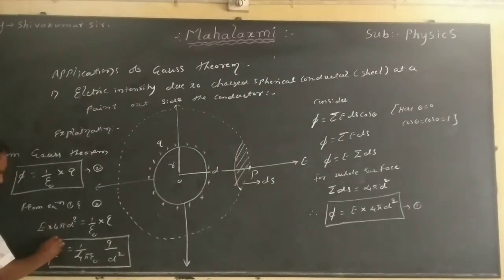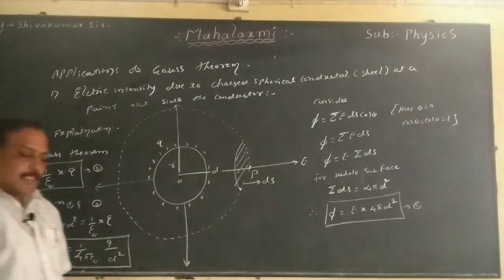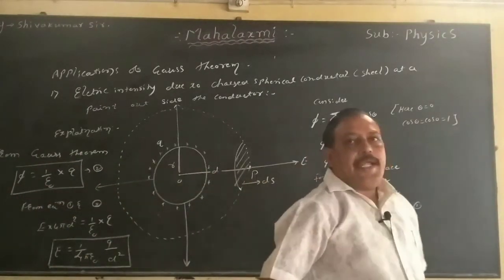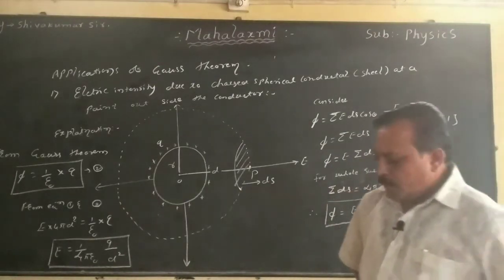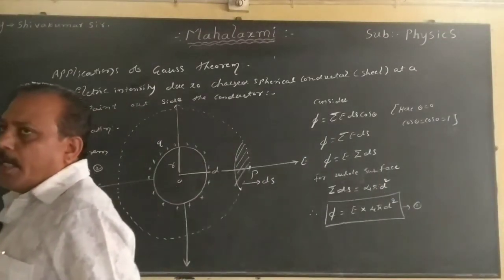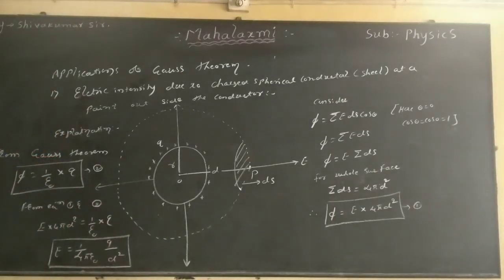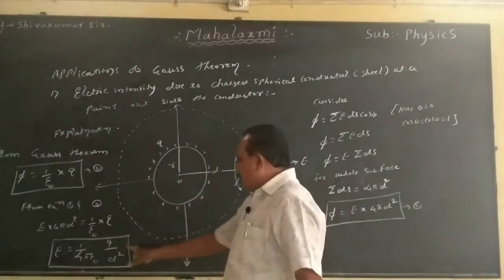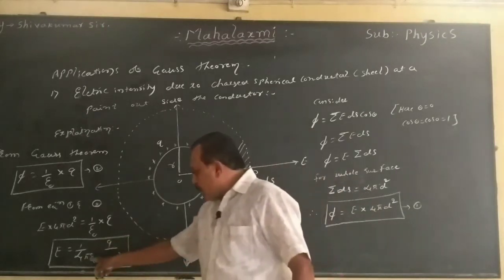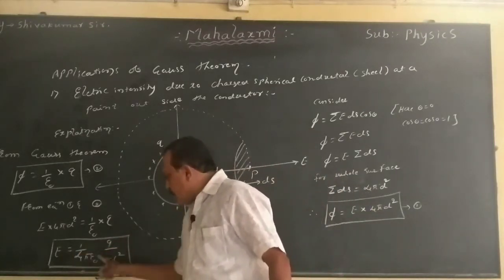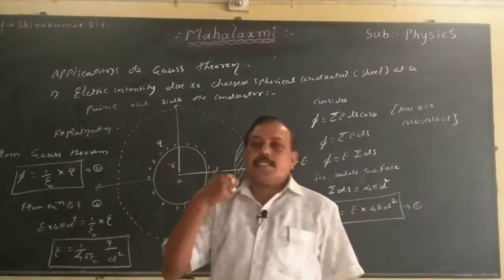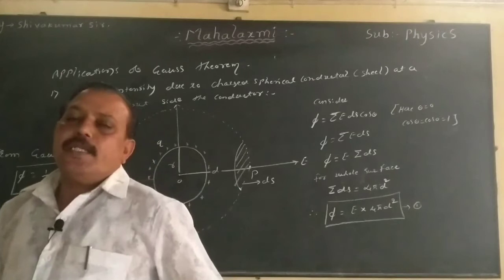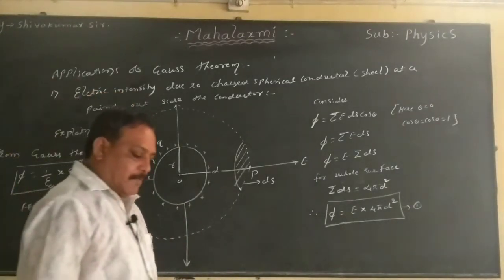Now this is my derivation. The electric field due to a charged spherical conductor at a point outside the conductor: E equals 1 divided by 4 pi epsilon naught q by d square, where d is the distance of the point from the center of the conductor. From the equation, what should be clear? Charge q is constant, 1 divided by 4 pi epsilon naught is constant. The electric field is inversely proportional to the square of the distance. As the distance increases, the intensity of the electric field decreases. Are you getting the point?